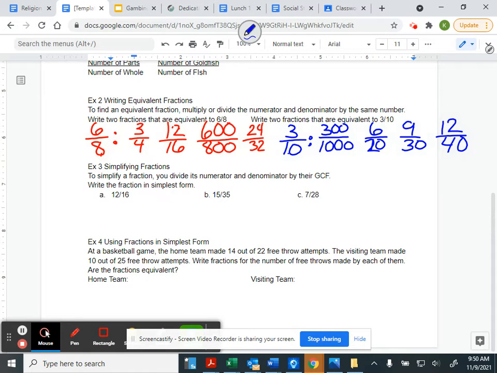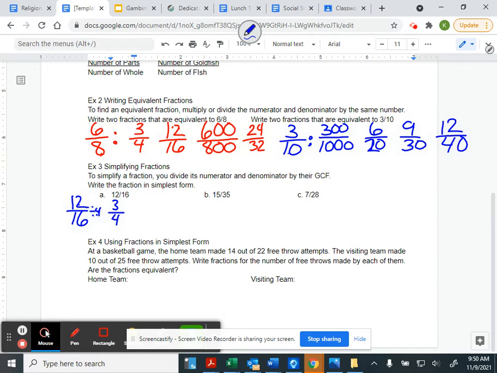So if we look at 12/16, what can I divide out? What factor do they share? Josie? 4. 12 divided by 4 is 3. 16 divided by 4 is 4. Can I get any smaller? No. So Josie found the greatest common factor of 12 and 16. 4 is that biggest factor.